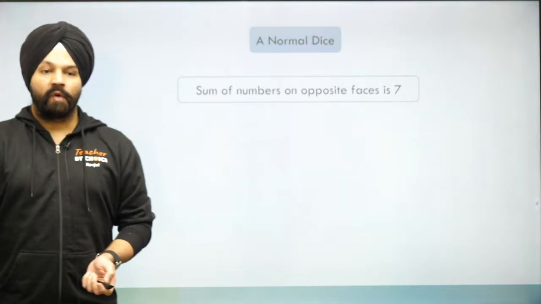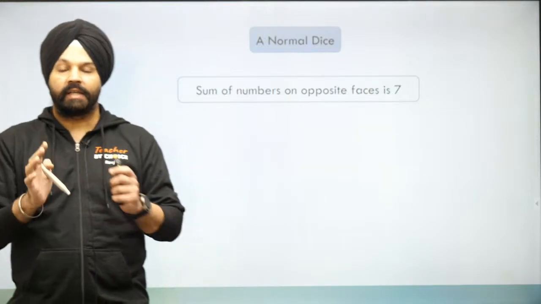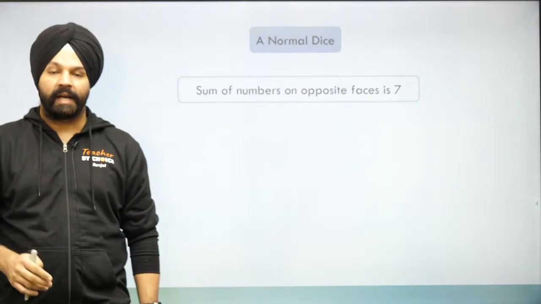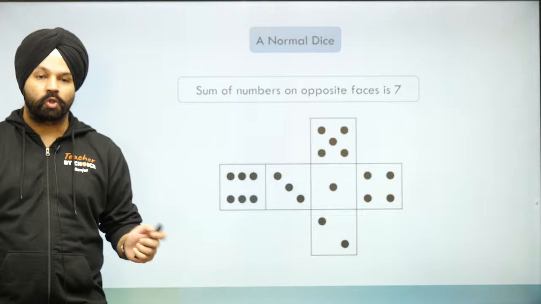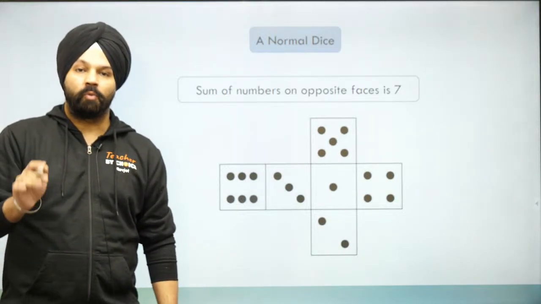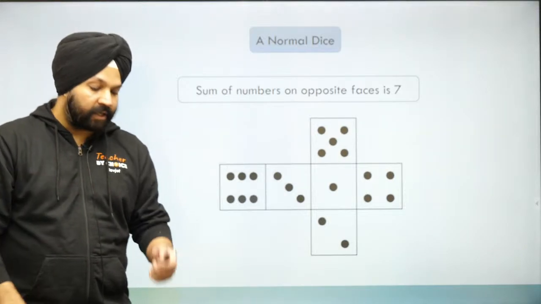When we talk of a normal dice, the sum of opposite faces is always 7, right? Like this: 4 plus 3, 5 plus 2, 1 plus 6. So this is the case of a normal dice, right? In most of the questions, they do mention that the sum of opposite faces is 7, right?